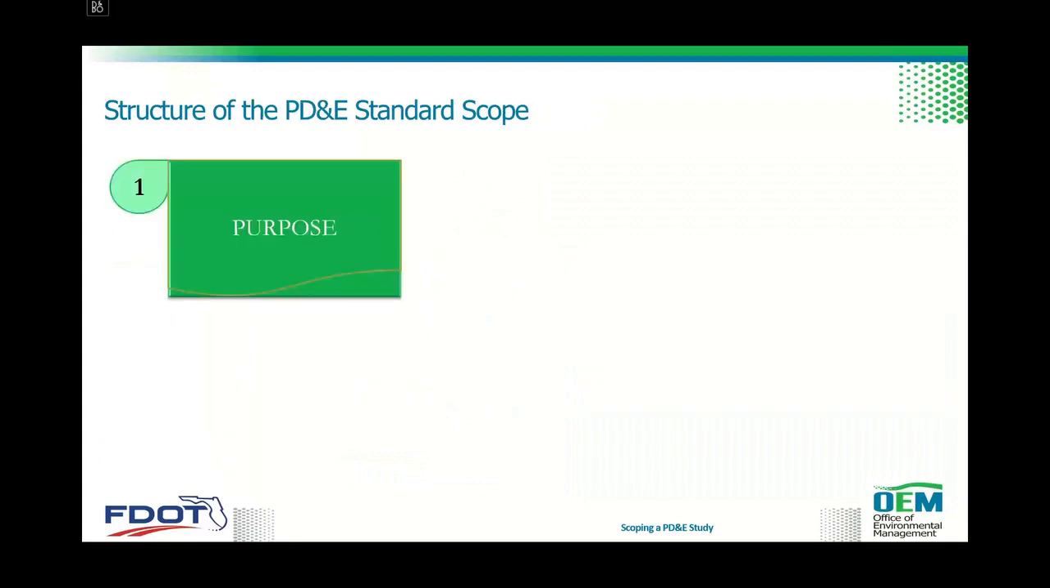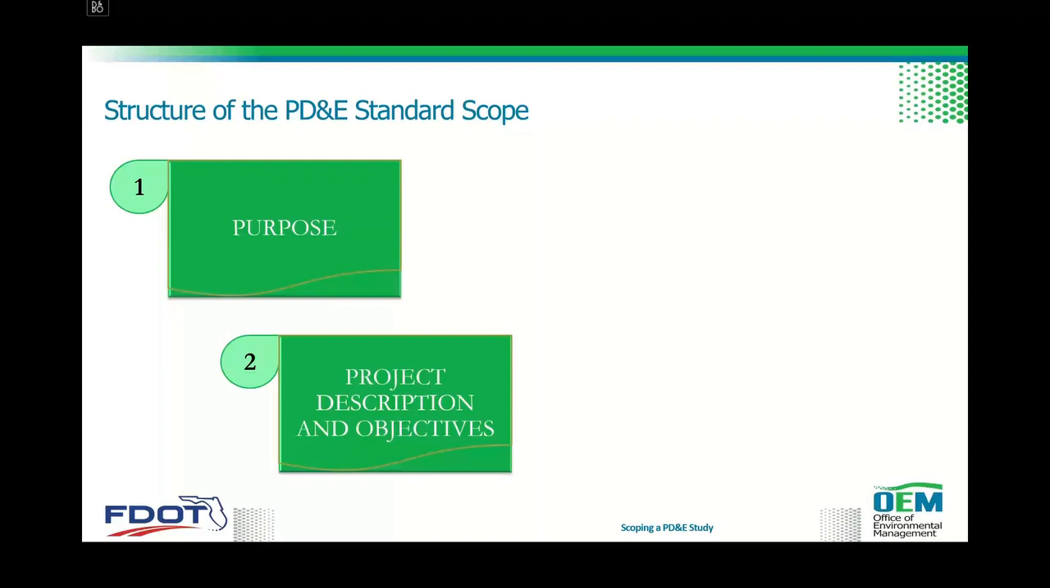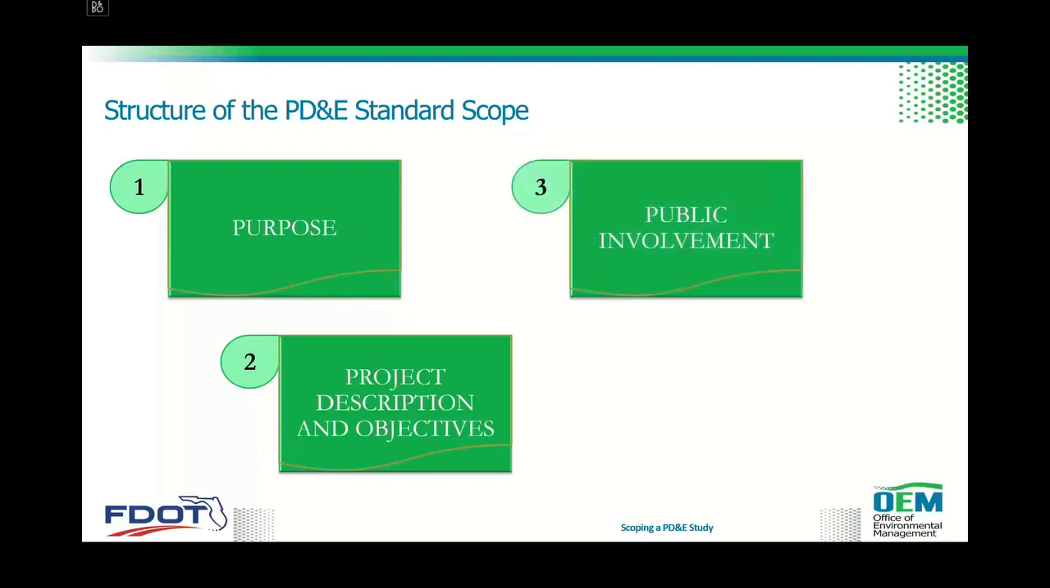So what is the structure of the PD&E standard scope? First, you need to determine what the purpose of the project is. You need to be familiar with the project description and the objectives of the PD&E study. You need to include public involvement throughout the study, all the way to design, which, in the case that they were separate PD&E studies and design, of course design would pick up the public involvement.